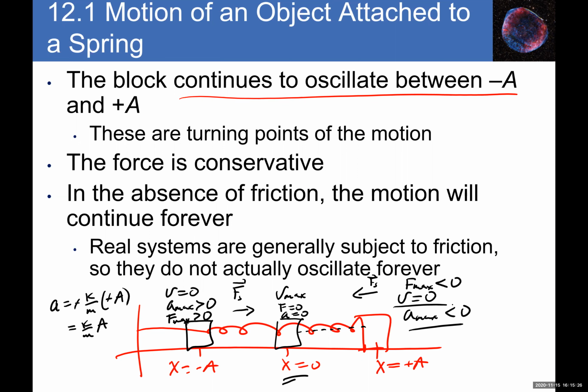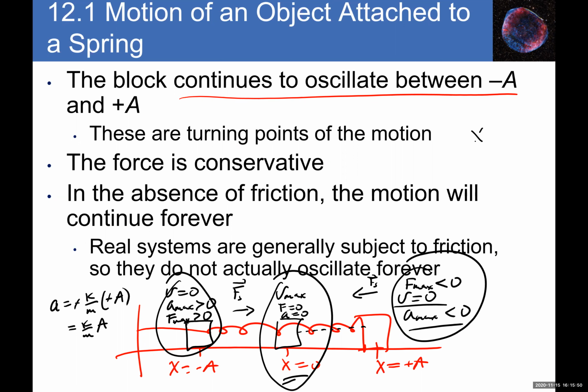You can see a kind of perfect symmetry. At one extreme, speed is zero, acceleration and force are maximum but negative. At the other, speed is zero, acceleration and force are maximum but positive. And at the equilibrium position, speed is maximum, but acceleration and force are zero. Those are the three extreme points: x equals plus or minus a, and x equals zero.